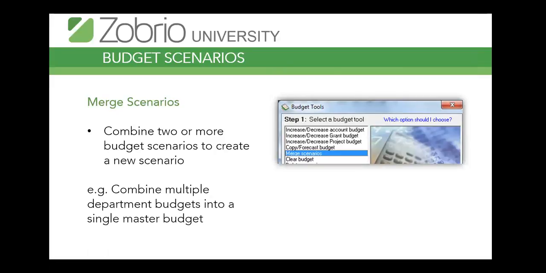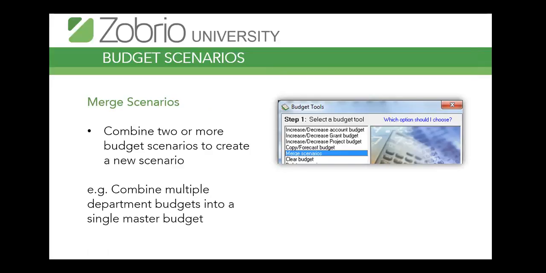Another option on our budget tools is to merge scenarios. What this does is combine two or more budget scenarios to create a new one. For example, you may have multiple offices or departments that each do their own individual budgets, and you want to have their individual scenarios tracked, so you can say, here's my budget scenario for my administrative office, and here's all the other ones. But I would like to maintain as well a master budget for our entire organization.